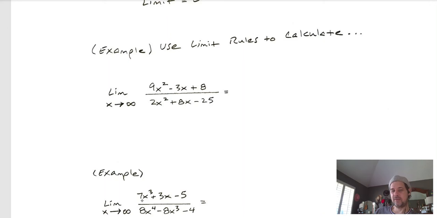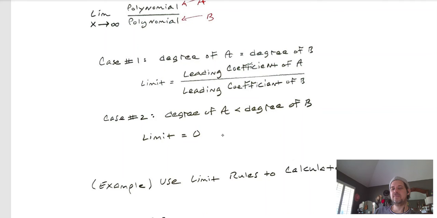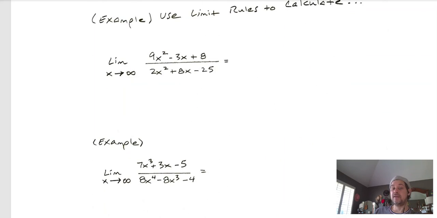9x squared, 7x to the third, 8x to the fourth, and so on. So this is a polynomial over a polynomial. Now, what did we say the degree was? Because how you determine the limit depends on how the degrees at the top and bottom compare. The degree is the highest exponent.